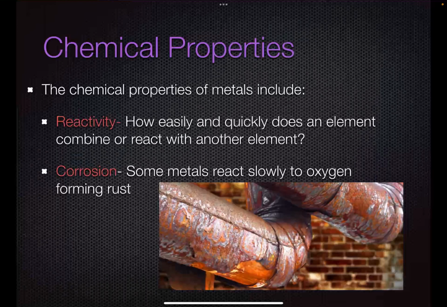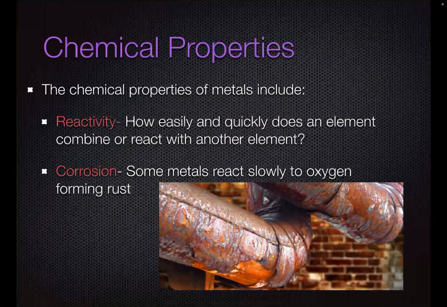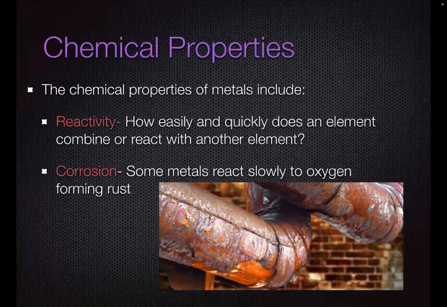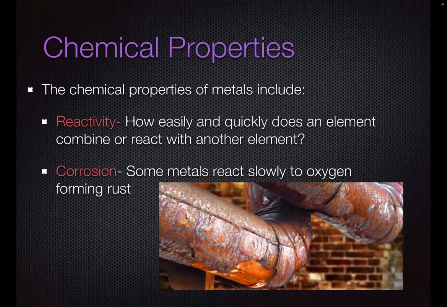As far as chemical properties, it has to do with essentially how they react chemically. So for reactivity, how easily does an element combine or react with another element? Is it super reactive? Is it not very reactive? We're going to get into what causes things to be more reactive or less reactive, but reactivity is a chemical property. And then corrosion, some metals react slowly to oxygen and form rust, and so is a metal susceptible to corrosion is another chemical property example.